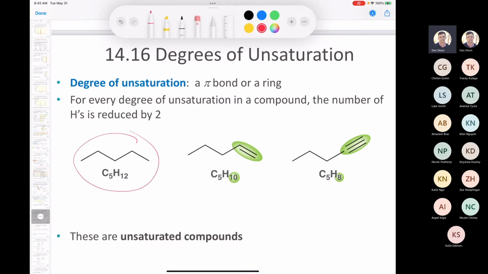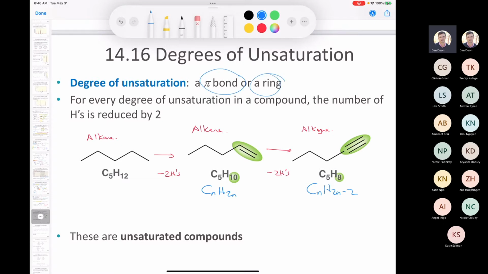Let's say we have pentane. This is fully saturated. So we go from the alkane, which is pentane, and then we go to an alkene, and this is called 1-pentene, but you can see it's got 1 unit of unsaturation. So what did we do? We lost 2 H's when we made one double bond. And then similarly, when we put in a second double bond to make an alkyne, we lost 2 more H's, and now you've got C5H8. And so the general formula of an alkene is CnH2n, and the general formula for an alkyne is CnH2n minus 2.